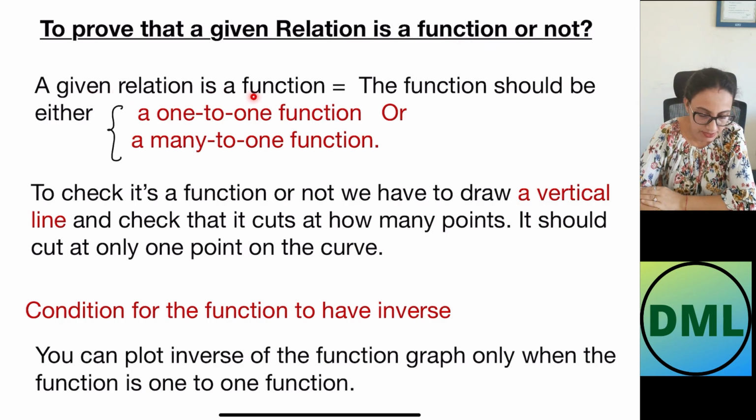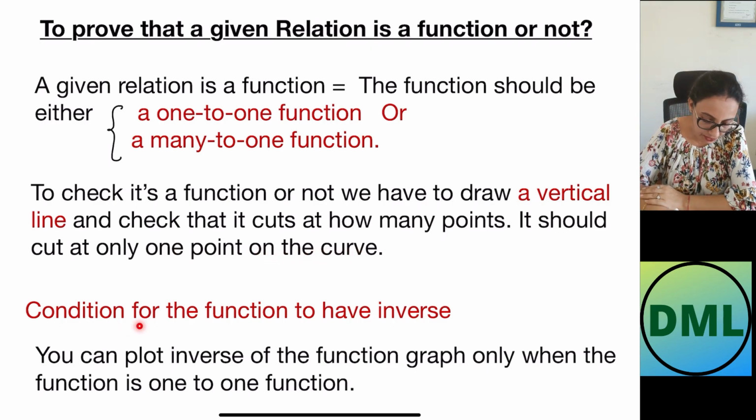A given relation is a function only when it is either a one-to-one function or a many-to-one function. To check whether it's a function or not, we have to draw a vertical line and check how many points it cuts. It should cut at only one point on the curve.